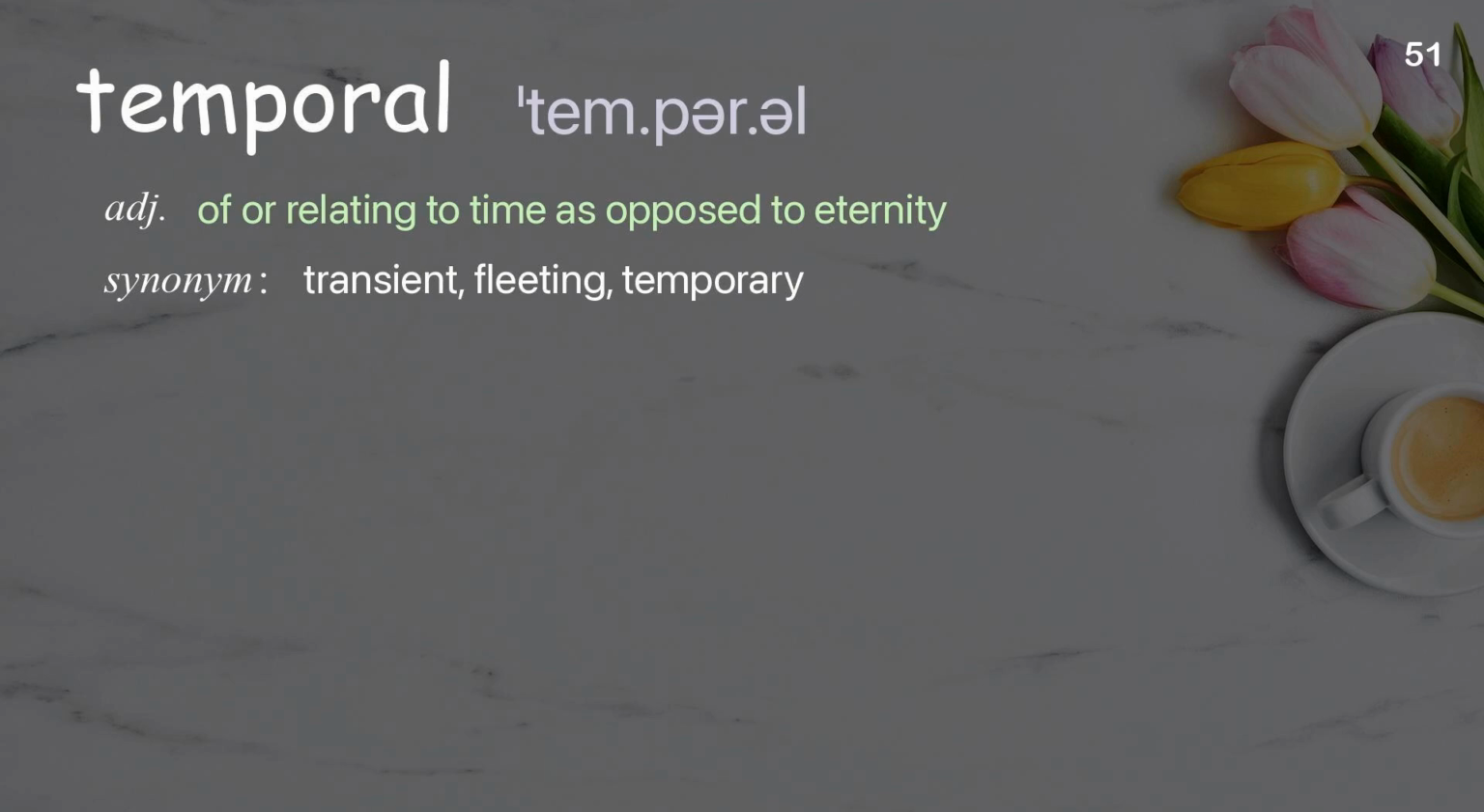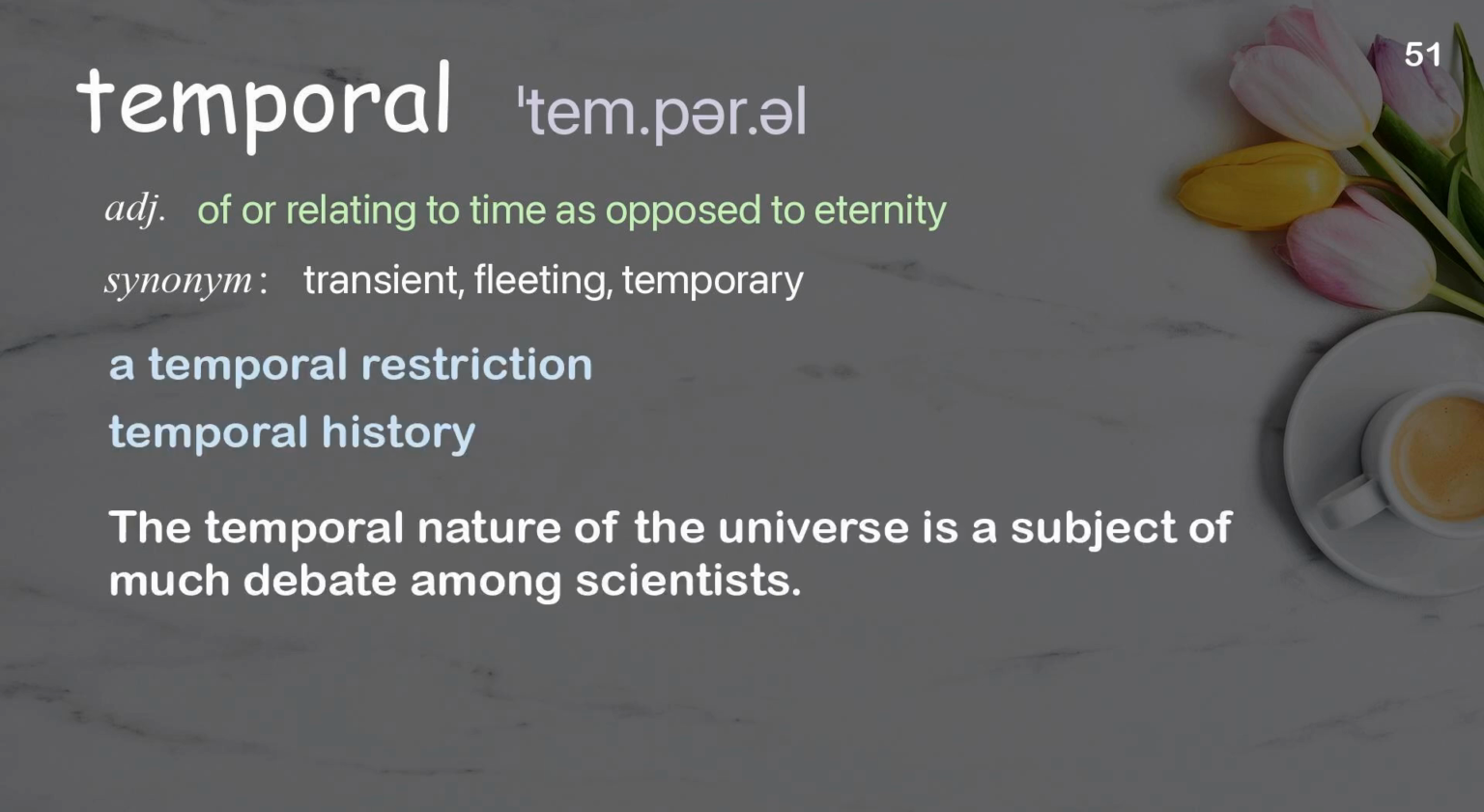Temporal: of or relating to time as opposed to eternity. Examples: a temporal restriction, temporal history. The temporal nature of the universe is a subject of much debate among scientists.